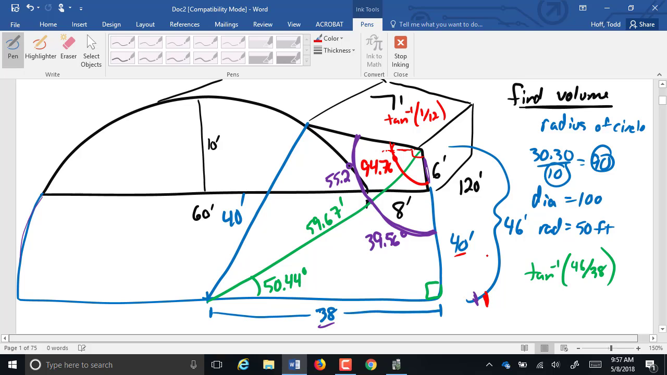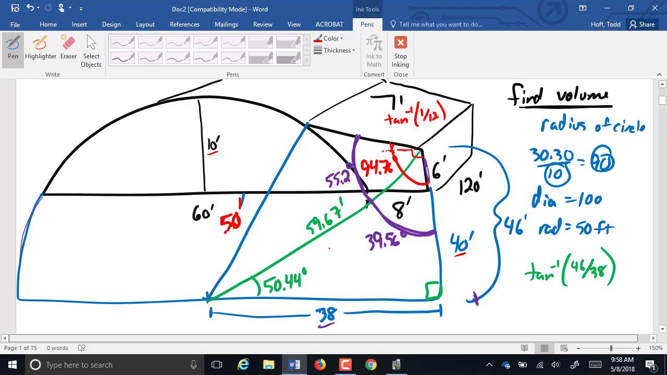This one? No, because we already had 10. Oh, you're right, that should be 50. You are correct there. Thank you. Yes, that is 50. Thank you. So yes, that is a 50 foot radius.